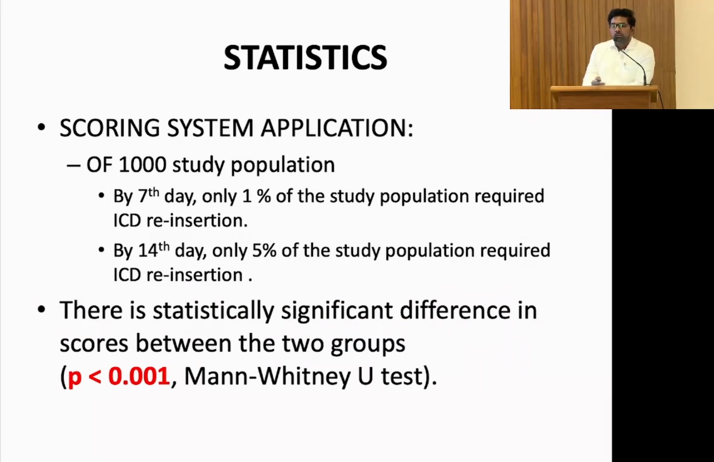Of the 1,000 population, by the 7th day only 1% required ICD reinsertion, which means only 10 of the 1,000 people in the study required reinsertion after removing the ICD by applying this scoring system. On the 14th day, only 5% required reinsertion. Using the Mann-Whitney U test, this is a very significant value, showing that ICD reinsertion was significantly reduced when this scoring system is applied.